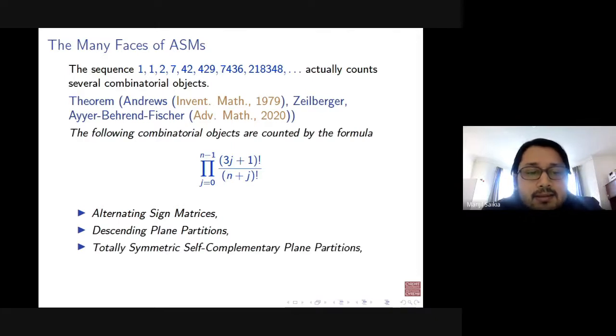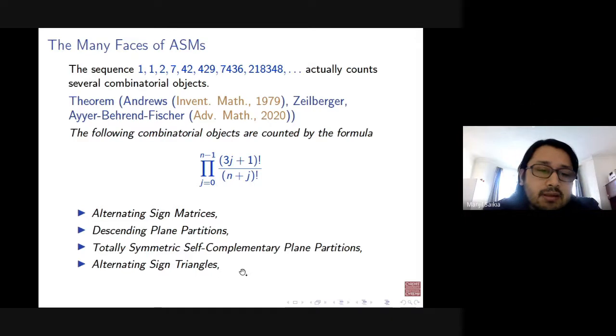The third class is something called totally symmetric self-complementary plane partitions. I think I have an explanation for this later on. And a very recent class is called alternating sign triangles. This was found quite recently by Ilse Fischer, Roger Behrend, and Arvind Ayyer, who is in the call. I have a slide which explains what these are. As the name suggests, these are some sort of triangular arrays similar to matrices. The conditions are very similar, and these objects are also counted by the same formula. And there are a couple more, but I don't mention them.